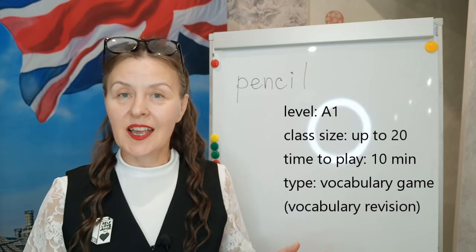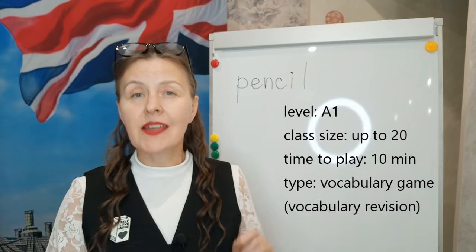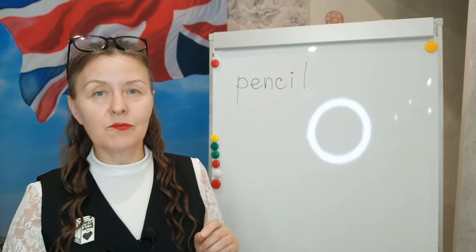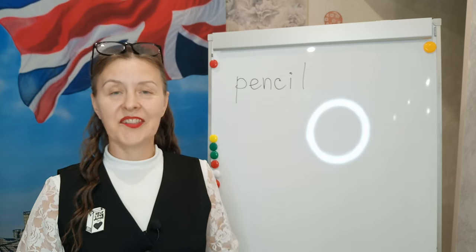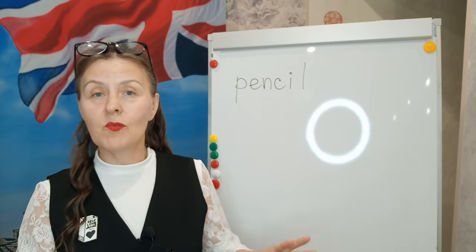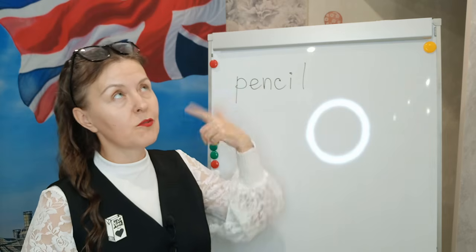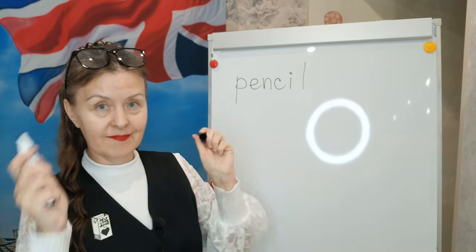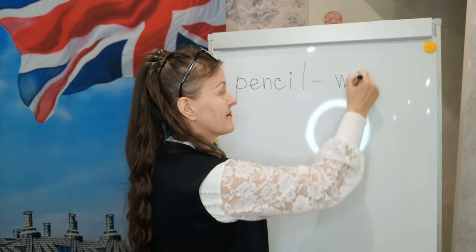Divide your students into teams of 4 or 5 players and write one back-to-school theme word on the board. For example, pencil. The first team should come up with a word or a phrase associated with this one. For example, pencil. The easiest answer is write.